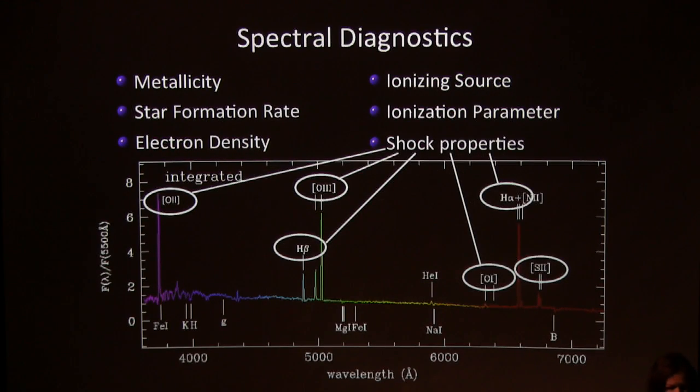And then finally, we can also have a look at shock properties. These are shocks from galactic winds, typically, that we can measure. And we can use all these lines, again, to measure shock properties, shock velocities, metallicity in the shocked region, for example.